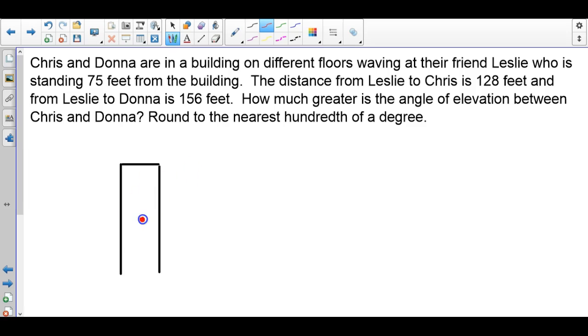I'm going to just put, let's say this is Chris right here. This is a little dot, that's Chris. And Donna is going to be up here. And it says the distance, oh yeah, and Leslie is down here. Now she's standing away from the building. And we do know that height.